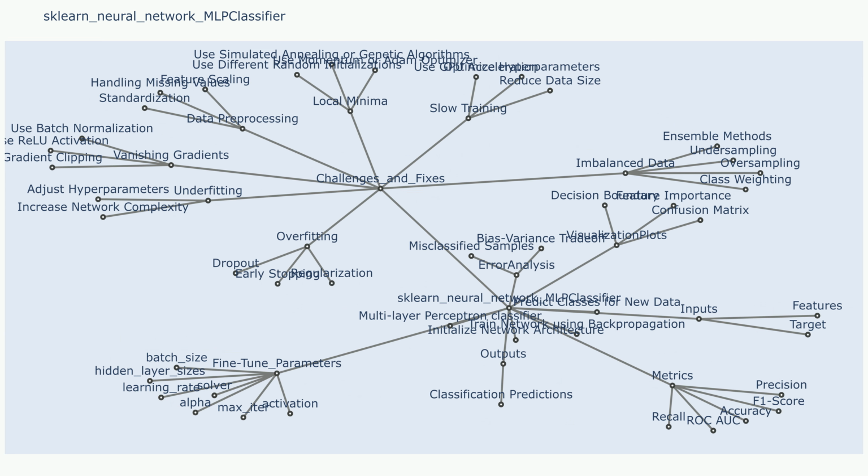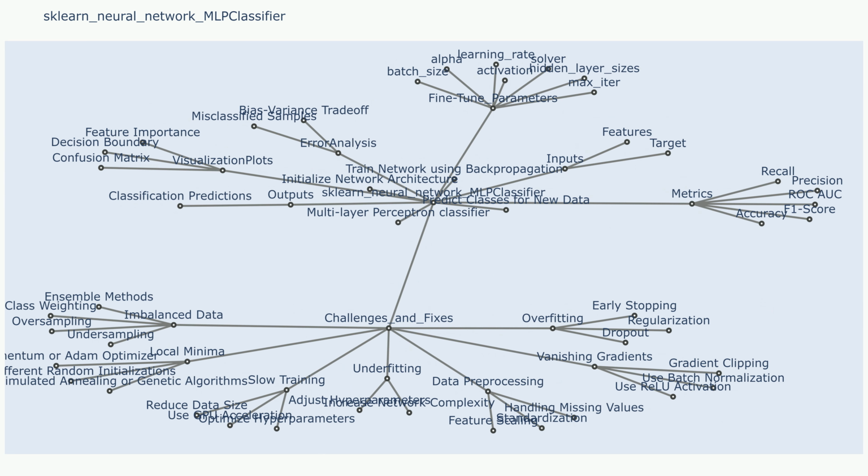Challenge 3: vanishing gradients. The gradients may become very small during backpropagation, preventing the model from learning effectively. Sample use case that resulted in Challenge 3: using deep networks with sigmoid activation functions, leading to very small gradients due to the saturation of the sigmoid function.